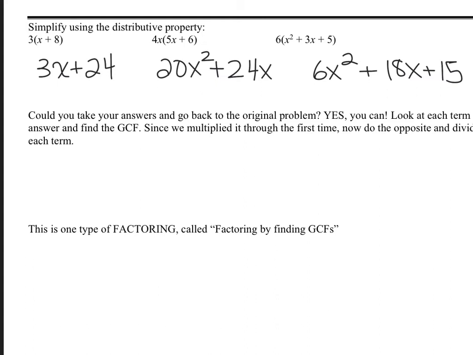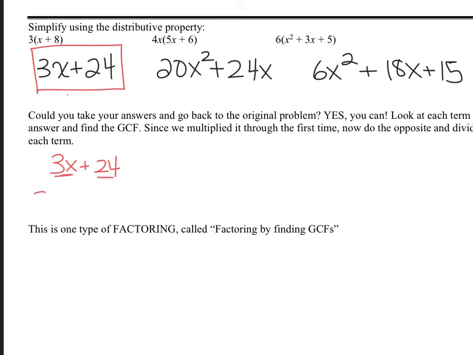What we're going to do now is think, can I take my answers that I got here and bring them back to the problem? So we're going to take this 3x plus 24, and ask ourselves, is there a greatest common factor of 3x and 24? And the answer is yes. 3 is the GCF of 3x and 24.